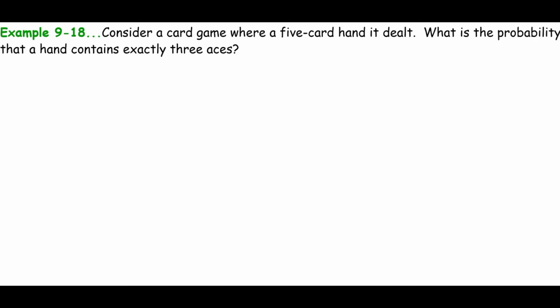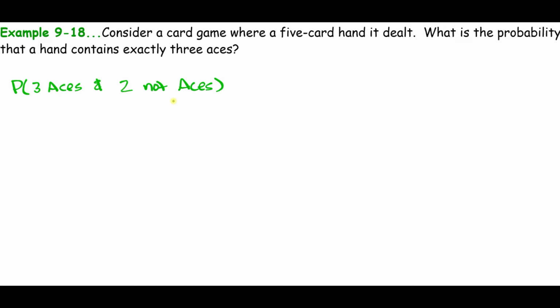All right, so again, consider a card game where a 5-card hand is dealt. What's the probability the hand contains exactly 3 aces? So we're going to contain exactly 3 aces, and then the other 2 cards can be anything except aces. So we can change that into this: the probability of 3 aces and 2 not aces. I know this seems kind of weird, but remember it says exactly 3 aces. So these other 2 cards cannot contain an ace in them.